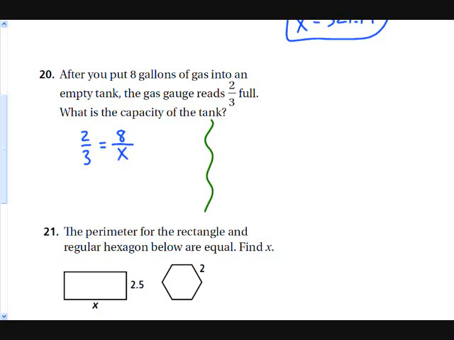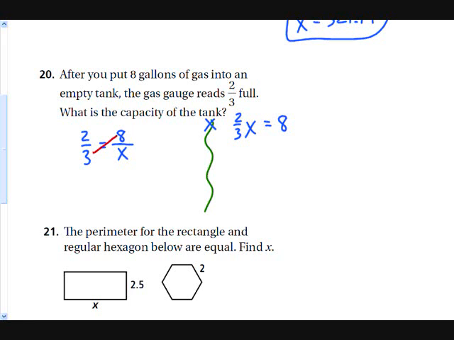So this is what it would look like as a proportion. If we wanted to write it as a true equation, we would say this. The full tank, the tank capacity, again, we're still calling x. So if I do x and I multiply it by the 2/3, that should give me the 8 gallons that are left in the tank. So these are the two approaches. Really, each of these technically is an equation. The proportion is maybe a little easier to think about.